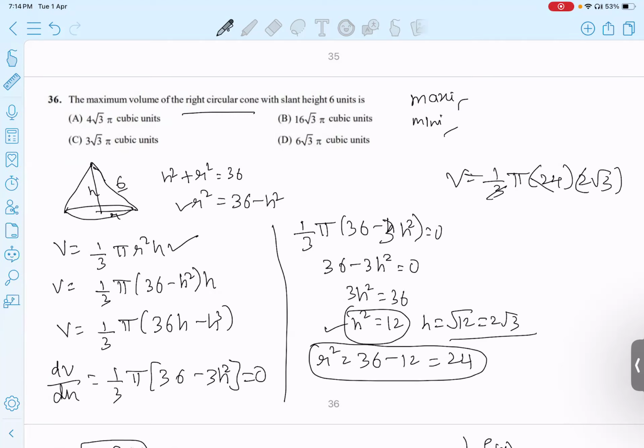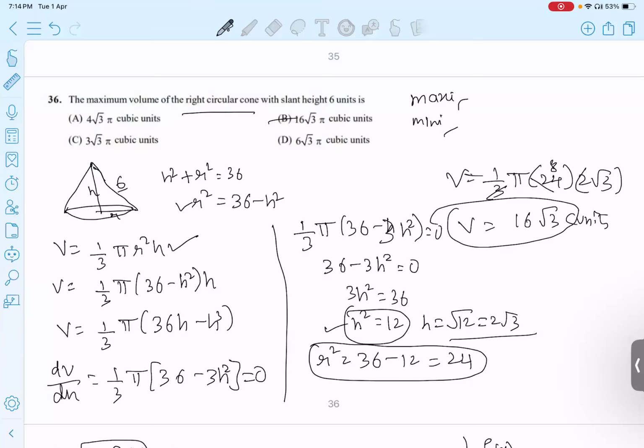So 3 ones and 3 eights gives you 16 root 3. So the volume is 16 root 3 cubic units. Fine, students. To solve these maxima and minima questions, you should be good enough or fast enough with differentiation as well as calculation.